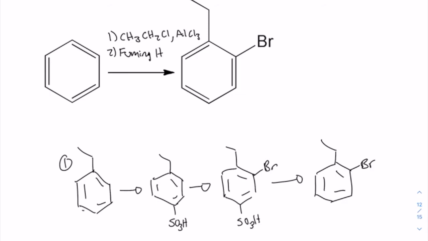acid. Then we have to install the bromine, because now we'll be forced to go into that ortho position, with FeBr3. And lastly, we get rid of our blocking group with H3O+ and heat, which is also very important. You need to include the fuming and the heat.